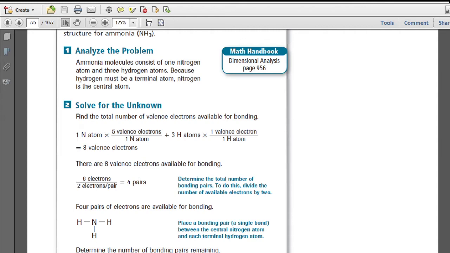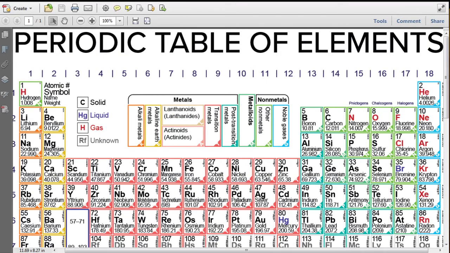For every one nitrogen atom, we know that it has 5 valence electrons. And if we go back to our periodic table, we can see that nitrogen is a group 15 element, and they all have 5 valence electrons. And here we go, we look at hydrogen. Hydrogen is a group 1 element. And again, even though it's on the metal side, you have to think about hydrogen being a non-metal.